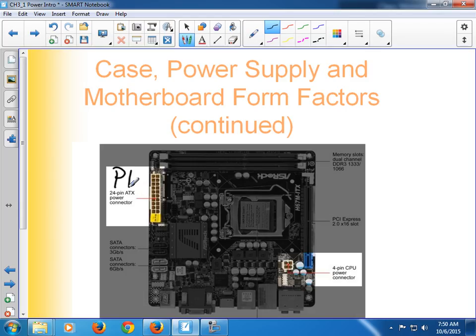And all they had to do was slide the end off. You ever had anybody do that? Okay, and then there's a second power connector for the CPU somewhere on the motherboard, usually right around the CPU.